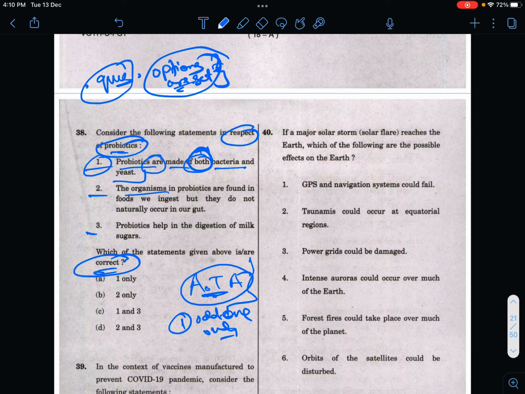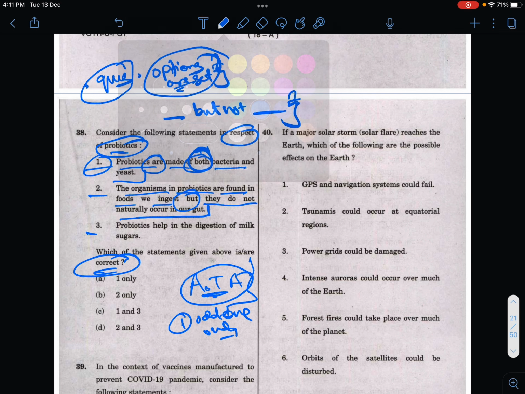Statement 2 says the organisms in probiotics are found in the foods we ingest, but they do not naturally occur in your gut. So as we have spoken in the past, UPSC usually uses this form, this but not this. And that should really catch your attention, because more often than not, a statement of this kind is incorrect. How have I gotten this insight? By thoroughly analyzing previous questions. So I'm skeptical more of statement number 2 than I am of option number 1.